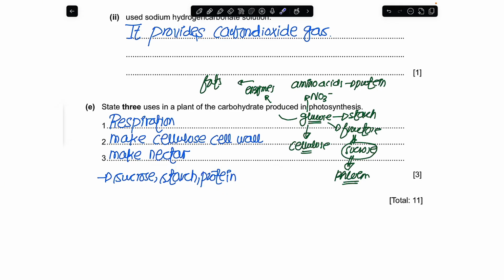And from the reproduction in plants context, the same carbohydrates are used to make nectar. And we know in the context of reproduction that it would attract the pollinators, with the intention of getting pollen grains transferred from one plant to another plant.